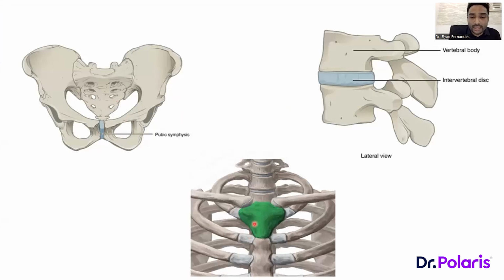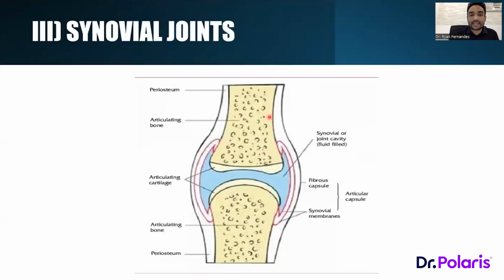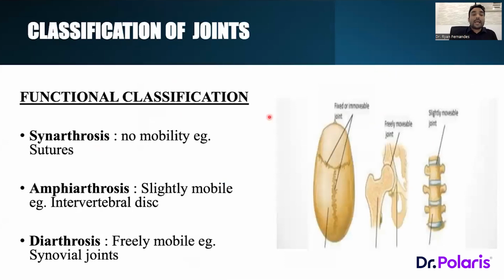I told you it is seen in the midline. So manubrium-sternal joint, pubic symphysis, and intervertebral disc, all seen in the midline. And these are the examples of symphysis. Last one, so far we spoke about the structural classification of joints.